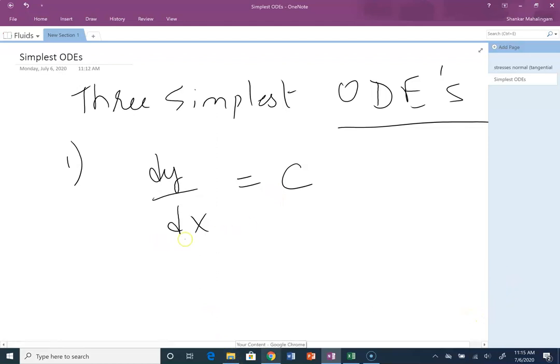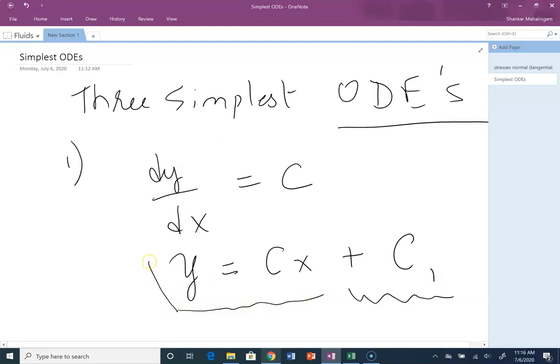And in this case, I can integrate this and write down the solution as cx plus c1. So y equals cx plus c1 would be the solution to this differential equation. If you ignore this constant c1, then the solution is y equals cx.